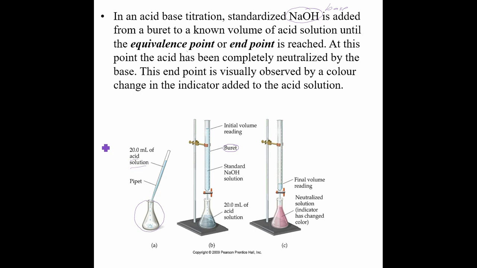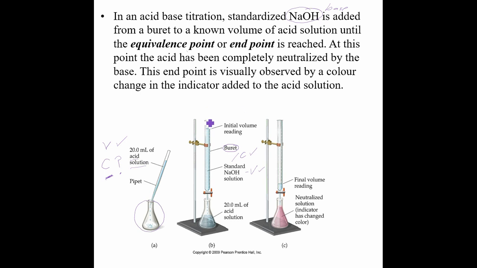So for our acid solution, we're going to know the volume. It's the concentration that we're trying to figure out. For our standardized sodium hydroxide solution, we're going to know the concentration. And after we deliver a certain amount from the burette, we're going to know what the volume of that is as well. So we're going to have two volumes that we know. We're going to have one concentration that we know, and that's going to allow us to calculate the second concentration that we don't know, the concentration of the acid.